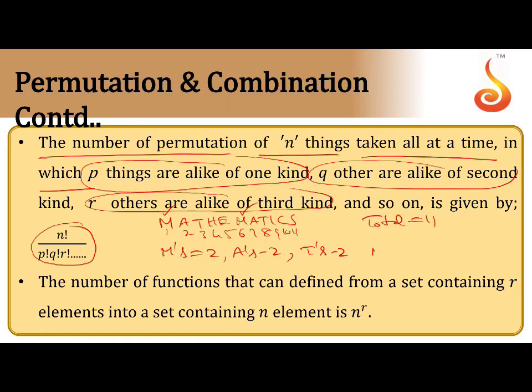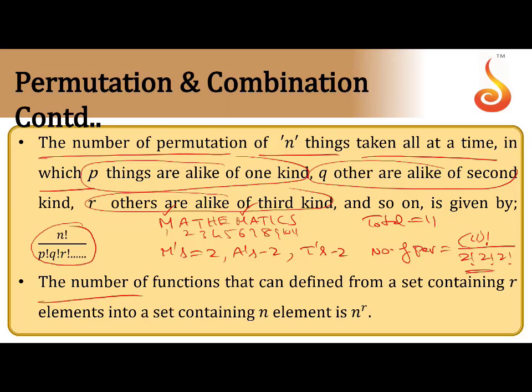So the number of permutations equals 11 factorial divided by 2 factorial into 2 factorial into 2 factorial. That is the rule of solving. I hope you understand this example: if some like things are there, this is how to take the permutations. The previous formula nPr is only for when all the objects are distinct. Here some objects are alike, and this is the formula for that. I hope this is clear.